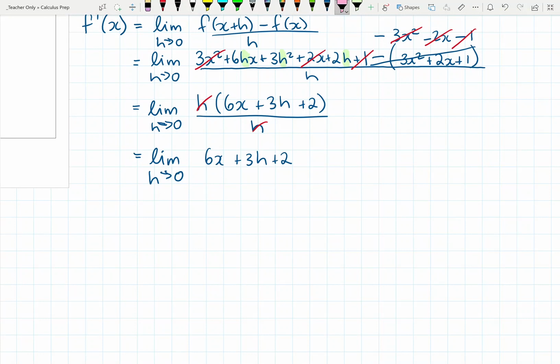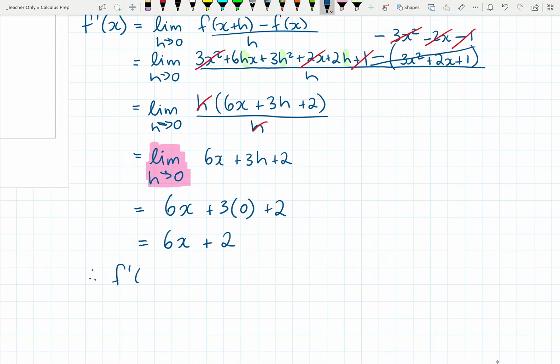So now it's time to do the limit instruction, which is to substitute the value into the equation. I do the instruction, which means I don't write the instruction down anymore. So it's 6x plus 3 lots of 0 plus 2, which is simply 6x plus 2. Therefore, f dash of x equals 6x plus 2.